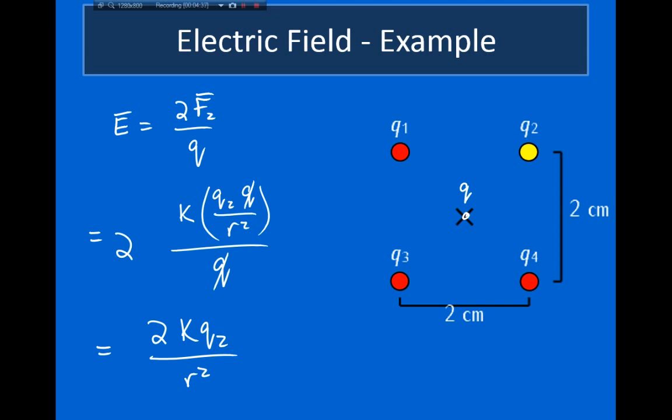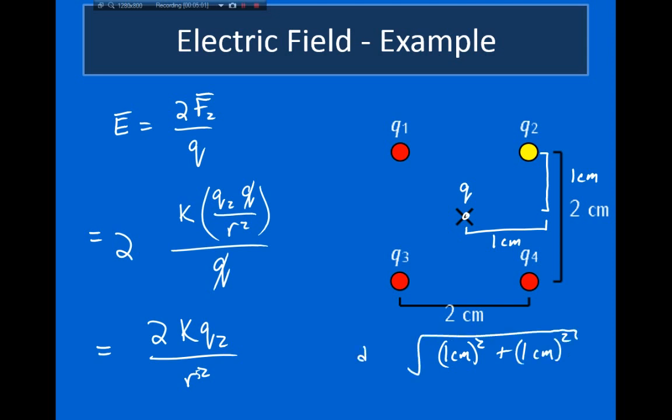And remember, the Q was 2.4 microcoulombs. This distance, now we've got to be a little bit careful here, okay? This is 1 centimeter, and this is 1 centimeter. So the distance between this charged particle and this particle over here is going to be equal to 1 centimeter squared plus 1 centimeter squared, square rooted. This is the distance between those charged particles. So this is my R. So this R is going to be equal to the square root of 2 centimeters.